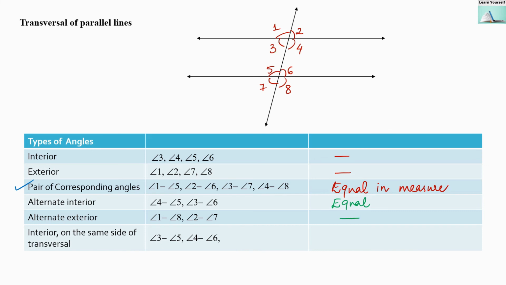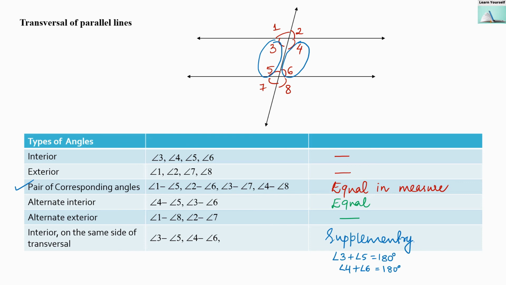Now the last one is interior angles on the same side of the transversal. So we have two pairs: angle 3 and angle 5, and angle 4 and angle 6. These two pairs of angles are supplementary. Supplementary means when you add the measures of these two angles, they will give you 180 degrees in total. So angle 4 and angle 6 also will give you 180 degrees in total. That's why they are known as supplementary.